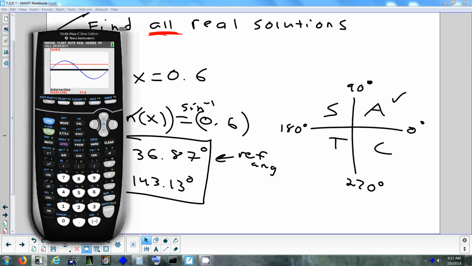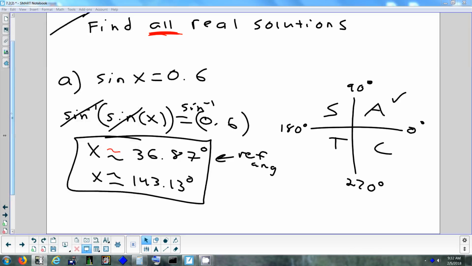Now, it doesn't just say to find the solutions in the first quadrant. It says to list them all. Well, this wave is about to intersect again right over here. So what would I have to put on that answer to represent all solutions?